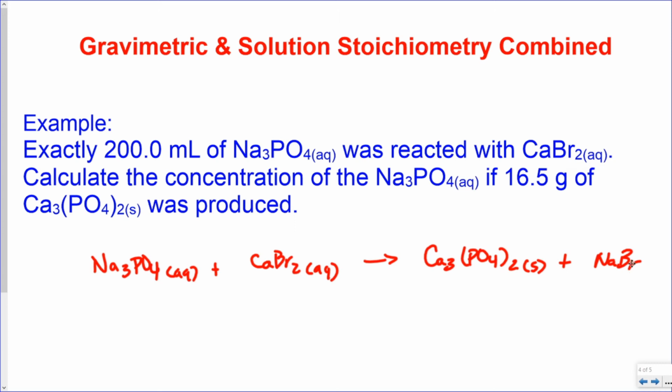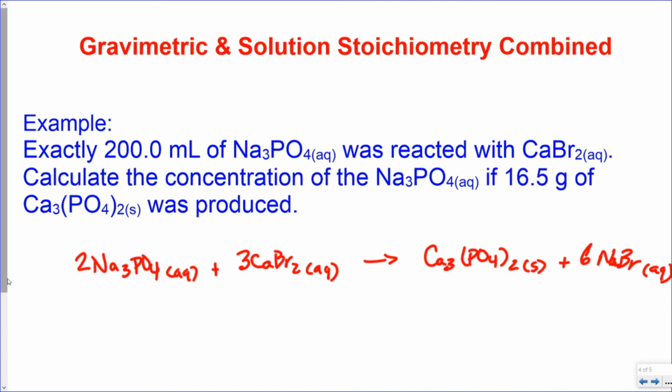And if you take a look, that should be high solubility, so that's aqueous. Go ahead and balance it. So we're going to need a 3 here to balance the calcium, a 3 here to balance out the sodium. Nope, sorry. To balance the phosphate, we need a 2, and this should be a 6 over here. Whoops, 6 NaBr. Okay, so we've got this balanced.